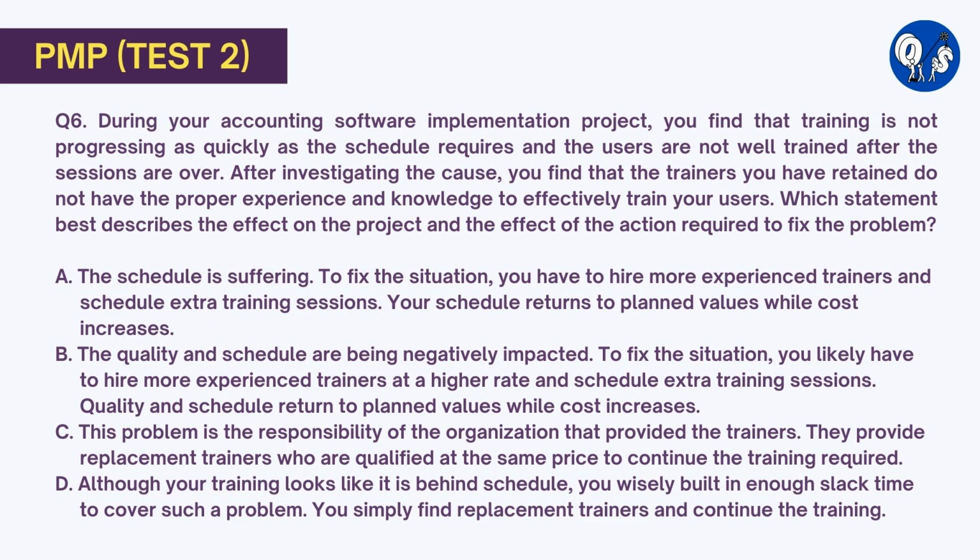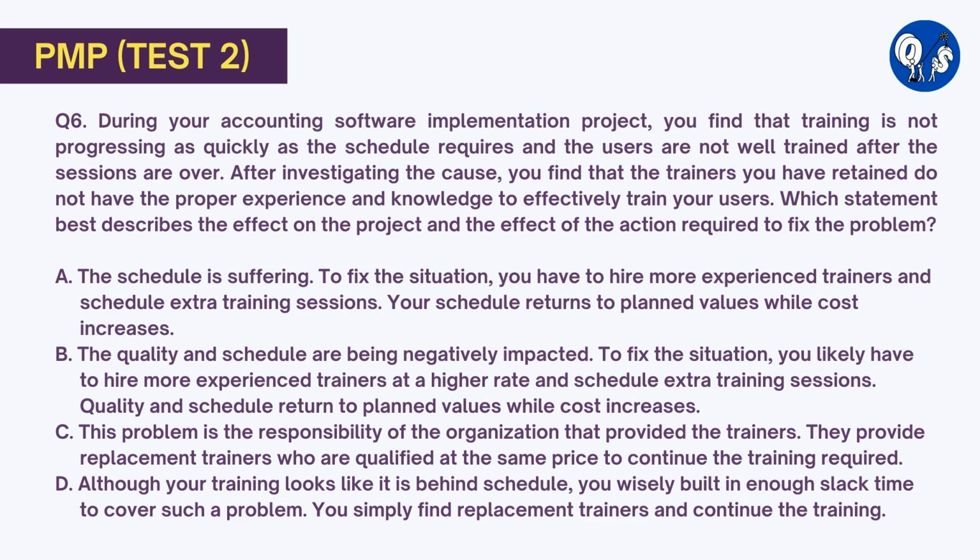C. This problem is the responsibility of the organization that provided the trainers. They provide replacement trainers who are qualified at the same price to continue the training required. D. Although your training looks like it is behind schedule, you wisely build in enough slack time to cover such a problem. You simply find replacement trainers and continue the training.